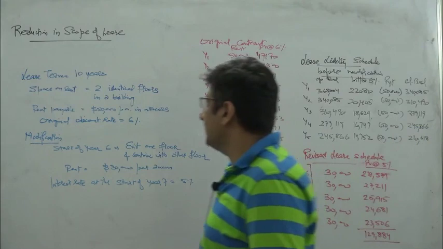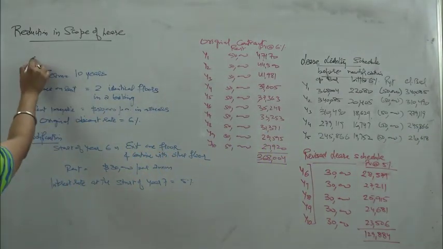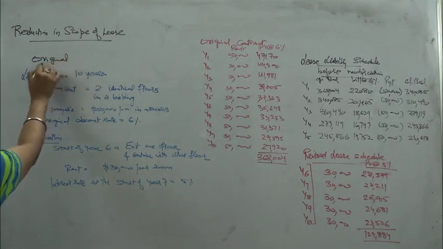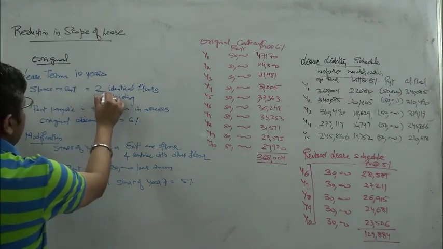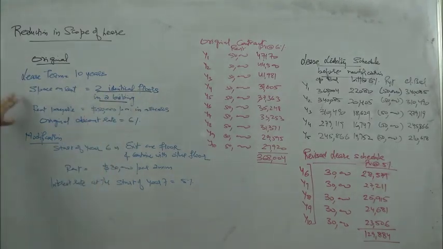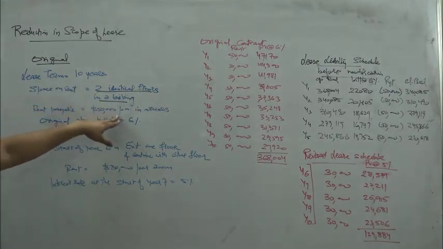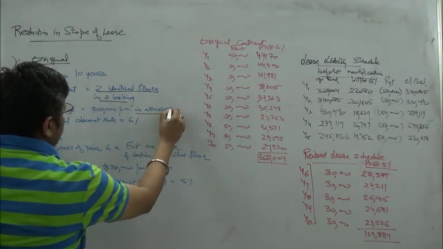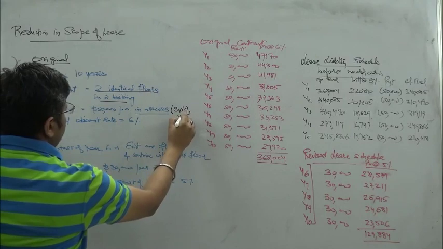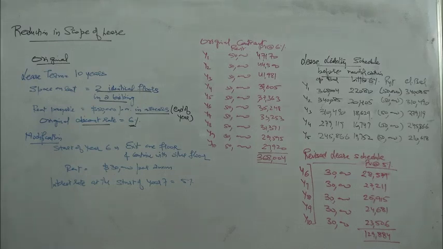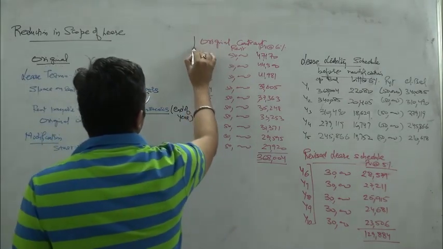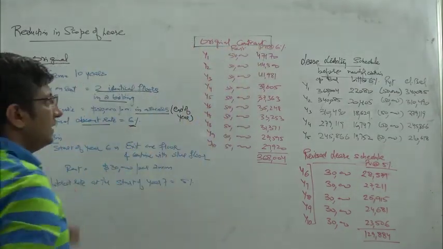Here we are given that my original lease term is specified at 10 years. There is a space on rent. For example, there are two identical floors taken in a building and the rent is payable at $50,000 per annum in arrears, that would be towards the end of year, and the original discount rate is given at 6%.